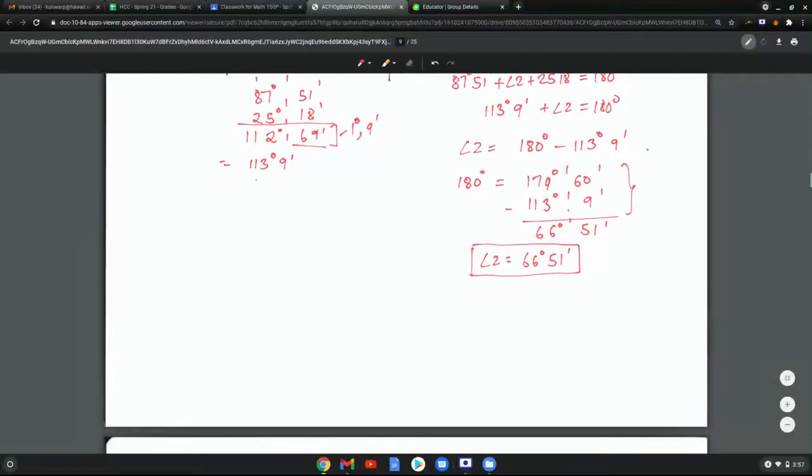In the next video, we're going to look at properties of some of the triangles that we recognized before, such as equilateral, isosceles triangles, etc.